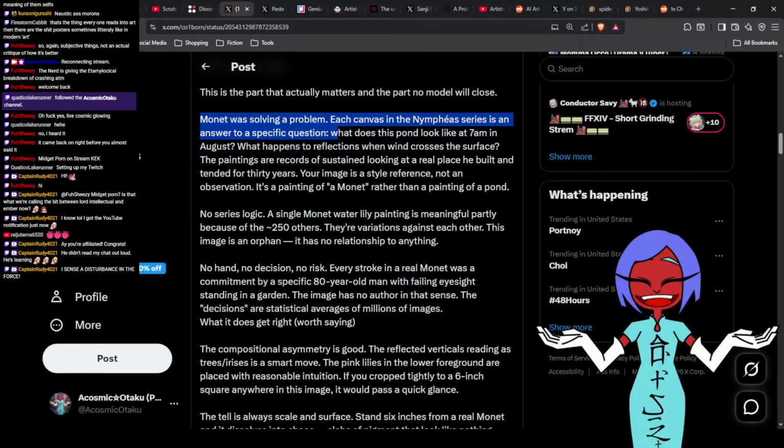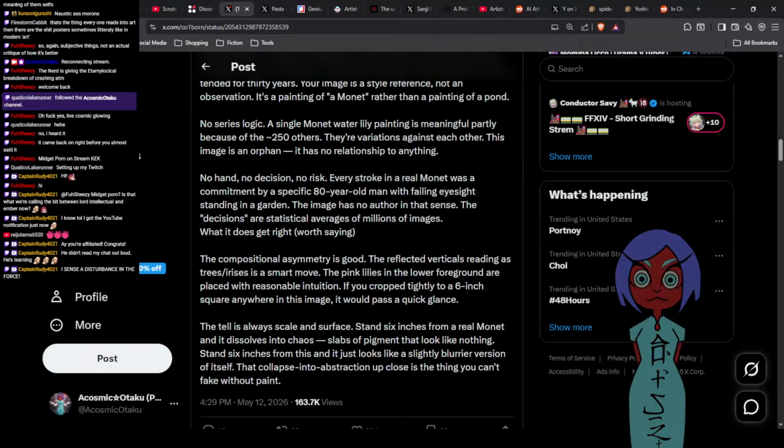What happened to the reflection when the wind crosses the surface? The paintings are records of sustained looking at a real place he built and tended for 30 years. Your image is a style reference, not an observation. It's a painting of a Monet rather than a painting of a pond.